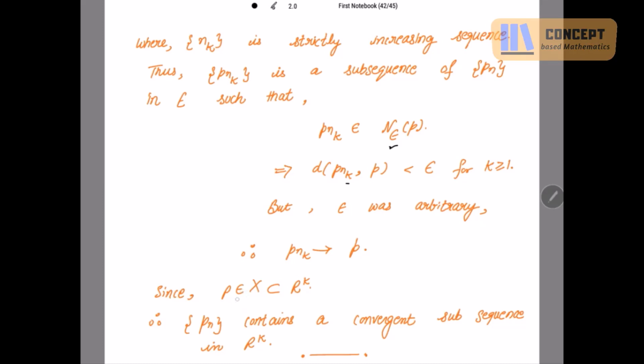Now since P is an element of X, the compact space, and further it is contained in Rk, then Pn contains a convergent subsequence in Rk. This P is now belonging to this Rk. So we got a convergent subsequence in Rk, right? Hence the proof ends. All right.